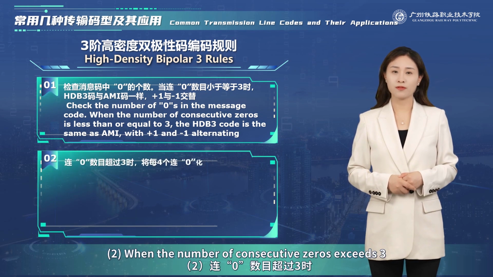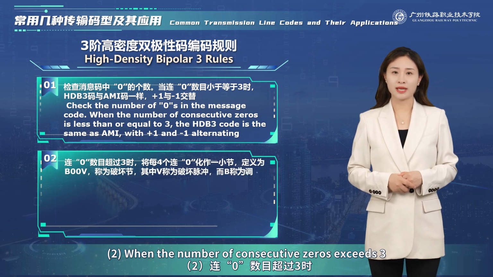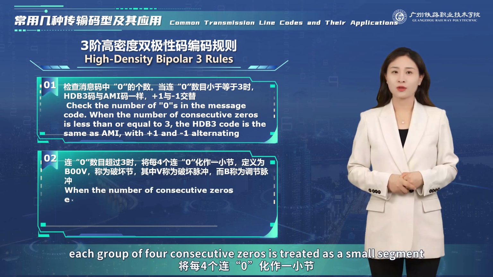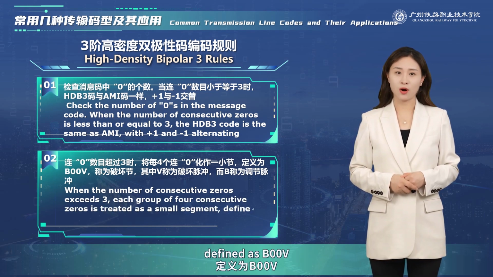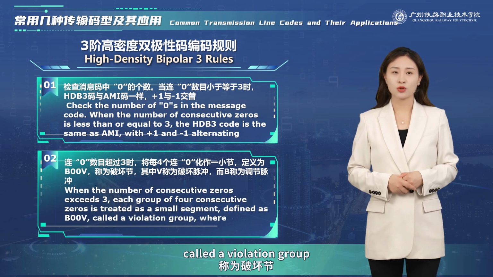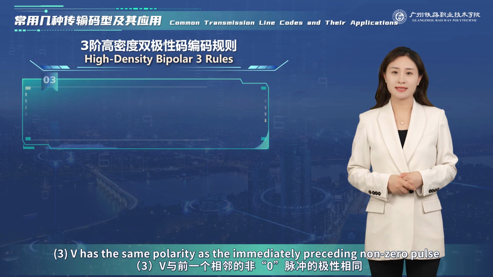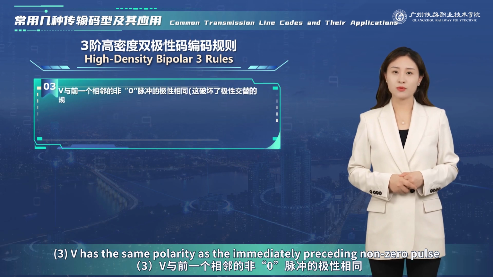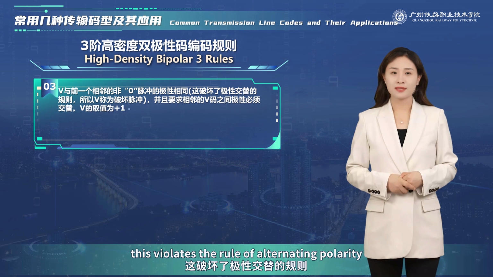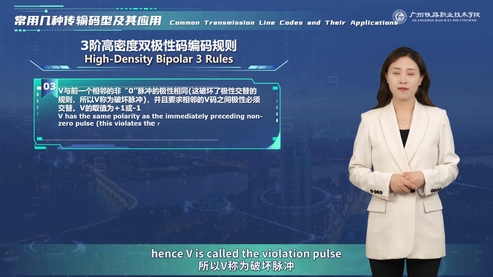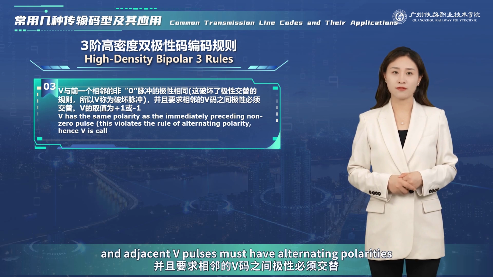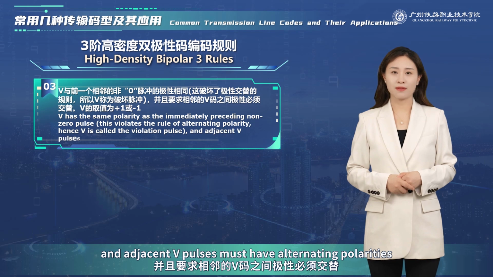2. When the number of consecutive zeros exceeds 3, each group of 4 consecutive zeros is treated as a small segment, defined as B00V, called a violation group, where V is the violation pulse and B is the balancing pulse. 3. V has the same polarity as the immediately preceding non-zero pulse. This violates the rule of alternating polarity. Hence, V is called the violation pulse, and adjacent V pulses must have alternating polarities.